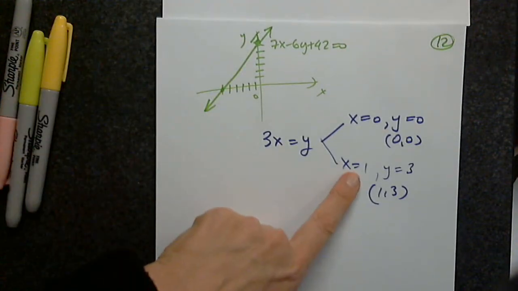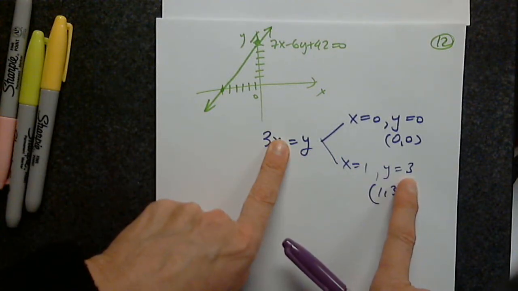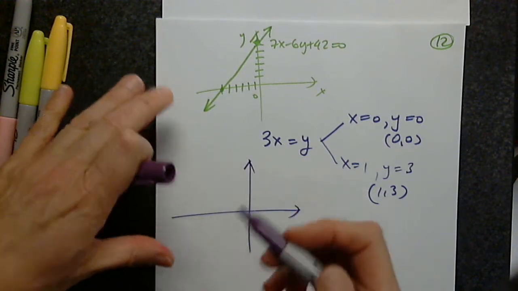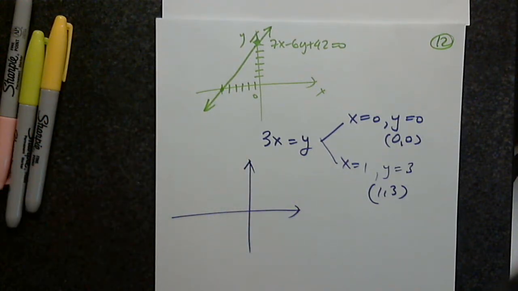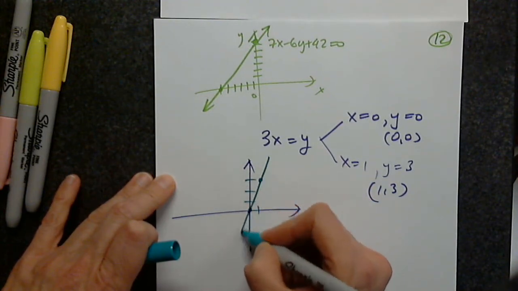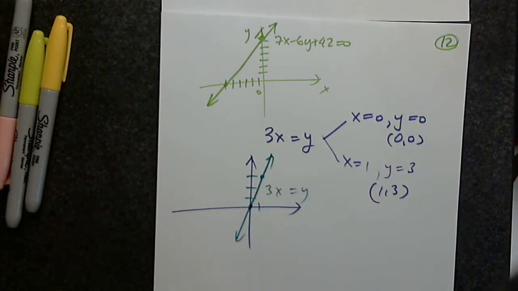But I selected x. I said 3 times 1 is y, and I determined y. I cannot just say (5, 3). No, no. I say x equals 5, and I determine the corresponding y, or vice versa. That was just kind of an aside. So when I graph this line, I will plot (0, 0) and (1, 3). So this is the equation of the line, 3x equals y. Good. Next question.